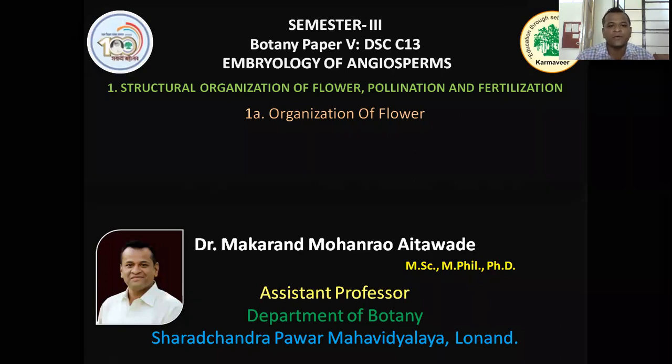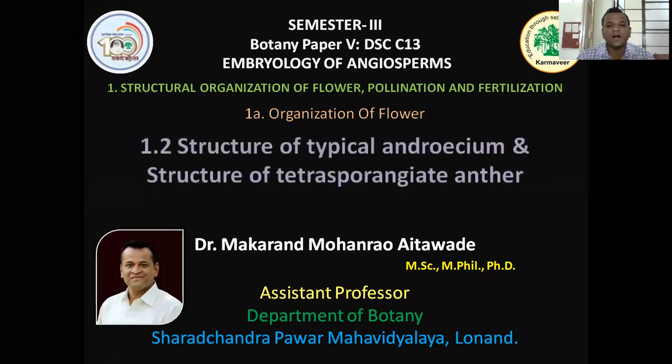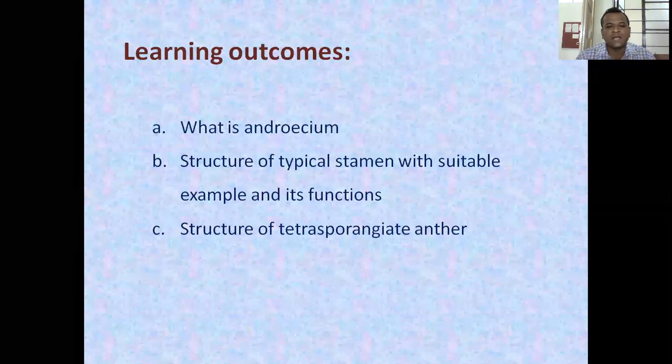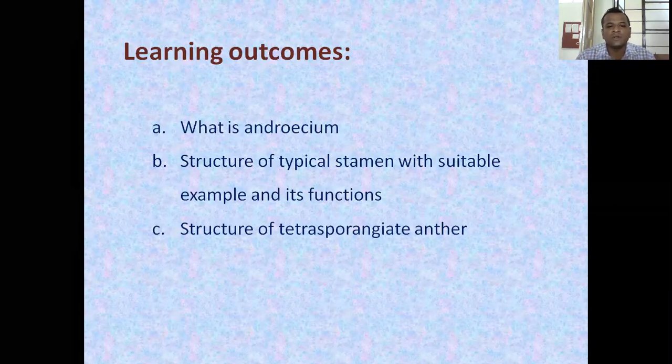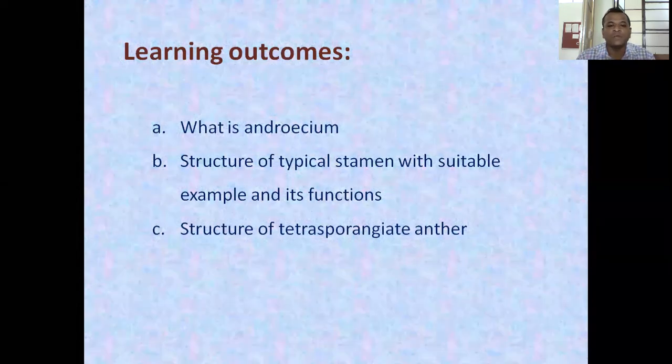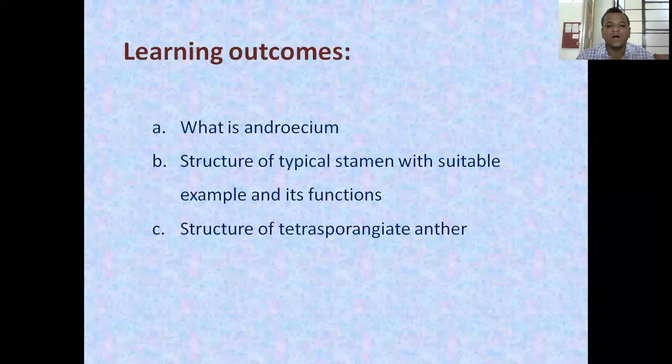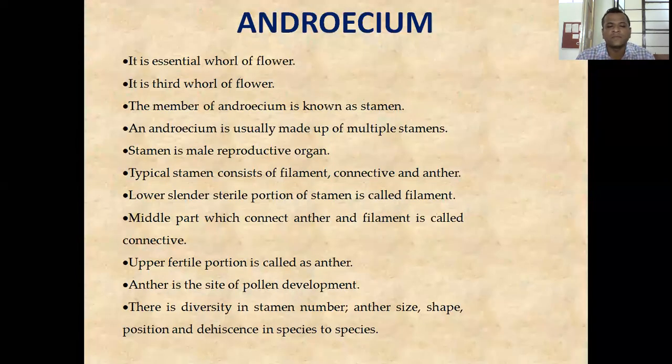Today's topic of our discussion is structure of typical androecium and structure of tetrasporangiate anther. Before starting this session, let us know learning outcomes. Students, after listening to this lecture, you will be able to understand what is androecium, then structure of typical stamen with suitable example and its function, and finally you will understand structure of tetrasporangiate anther.